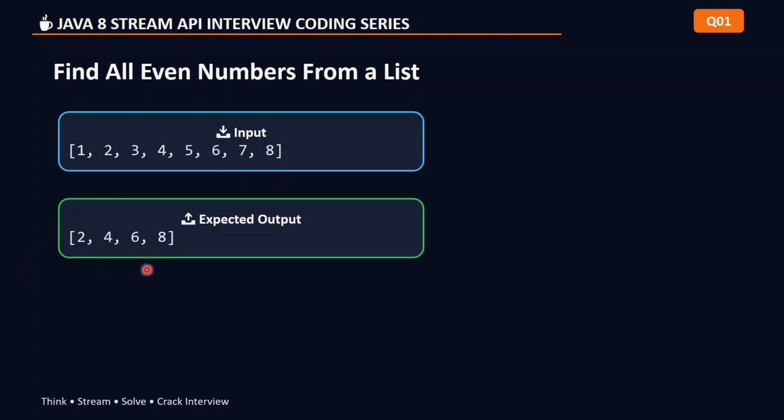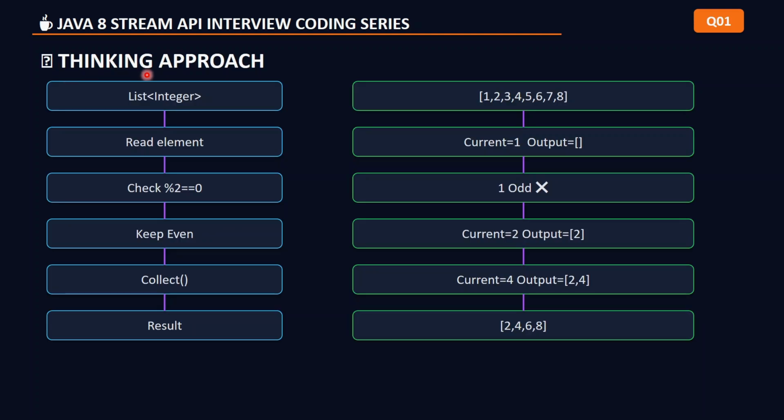Before we jump into coding, let's first understand the thinking behind the solution. Once the logic is clear, writing the Stream API code in IntelliJ IDEA becomes very easy. So let's see the thinking approach. We have a list of integers containing 1, 2, 3, 4, 5, 6, 7, 8.